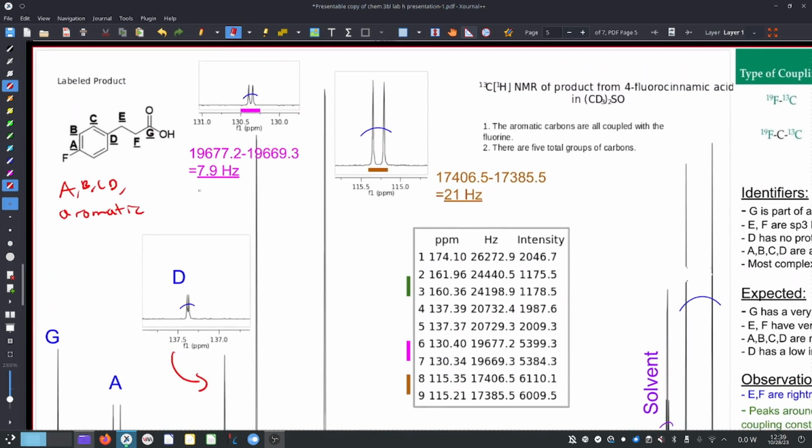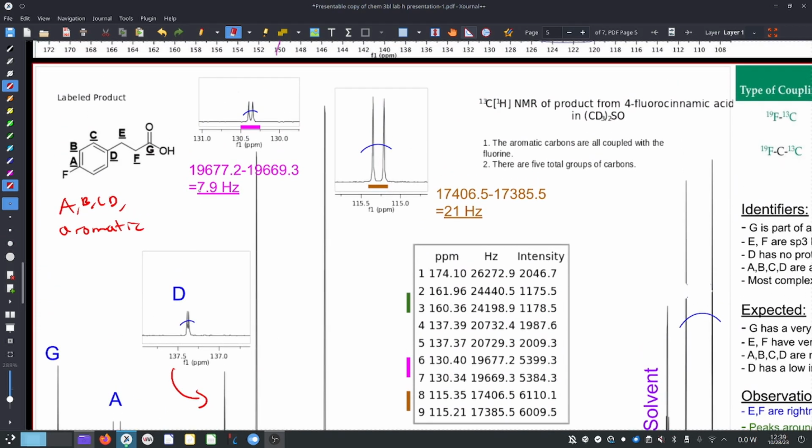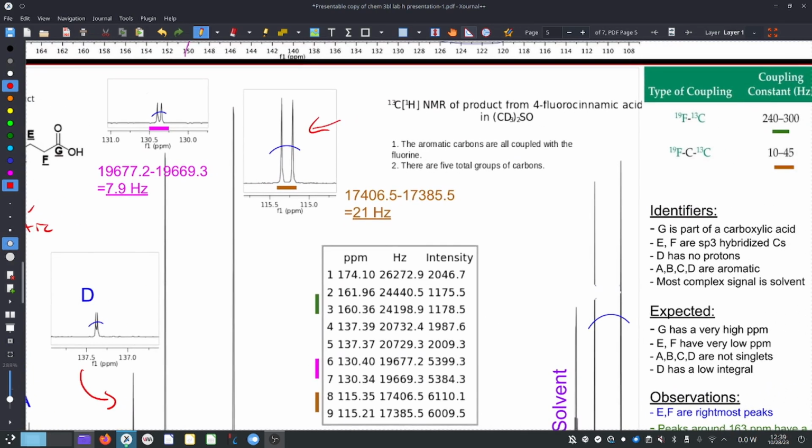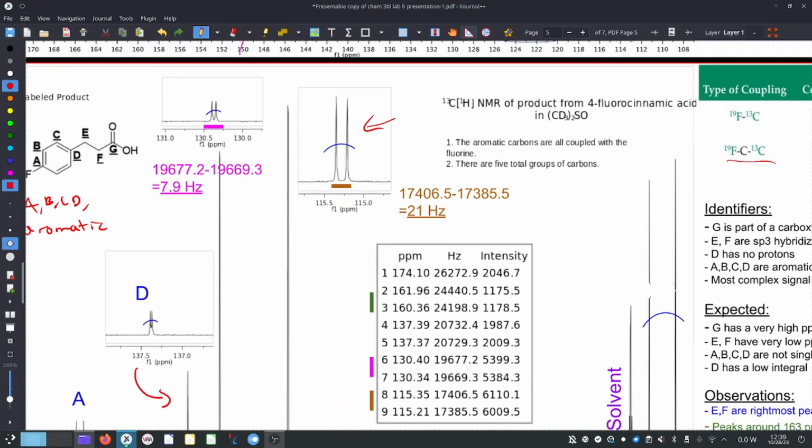That leaves us with two more. If we take this one, the zoomed-in peak on the right, and take that coupling constant, it gets us 21. 21 falls within the range 10 to 45 from our book, so that's going to show us FCC coupling. If we look back to the diagram, FCC is going to be carbon B, so this is the B peak. And that leaves us with the last non-singlet as being carbon C.